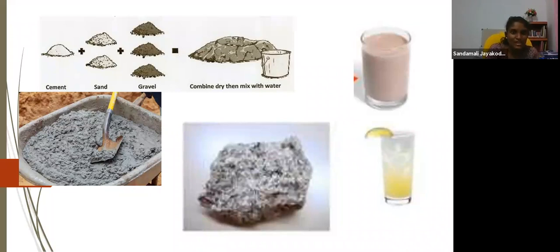In that way, we have to observe different types of mixtures in our day-to-day life. And we have another few examples. So I'm going to move on with these things.